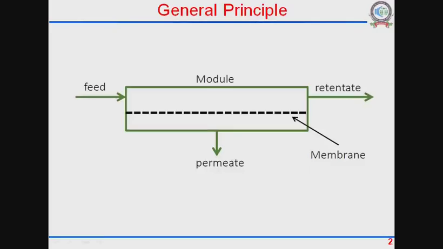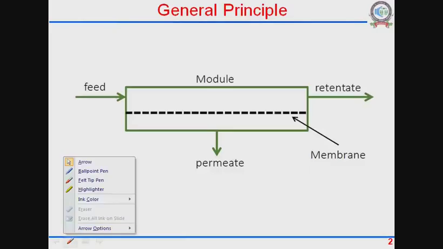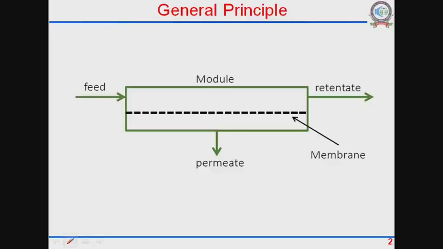So think about a module here. This module is containing two compartments which are separated by a membrane. You can think of a membrane as a semi-permeable barrier. What we supply to one side of the membrane, we call it feed.